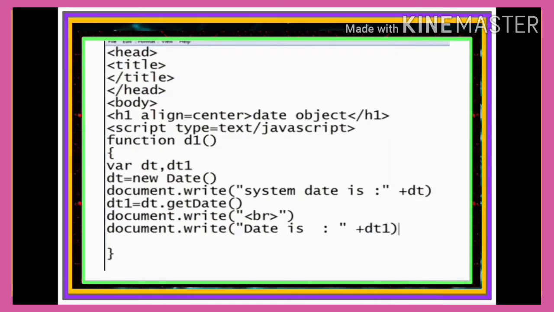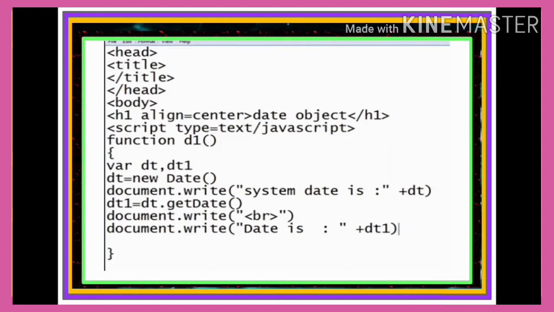Here in body tag use one h1 tag, h1 align equal to center, Date Object. Use script tag, script type equal to text/javascript. Define one function d1 by using function keyword, function d1. Then body of function contains two variables, declare two variables dt and dt1. Right, in next line dt equal to new Date function, means here you have to create new date object dt.